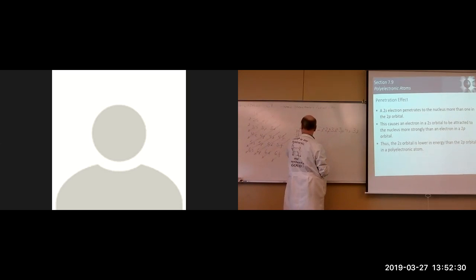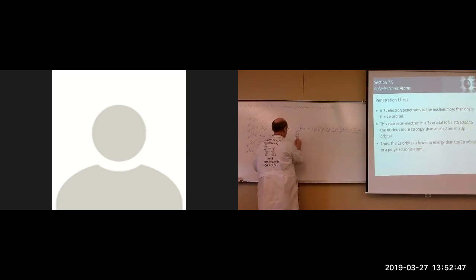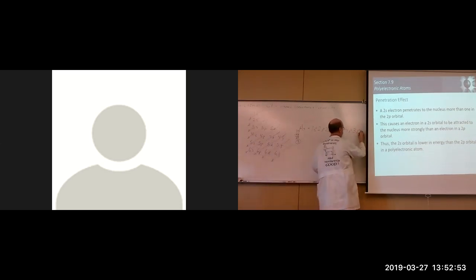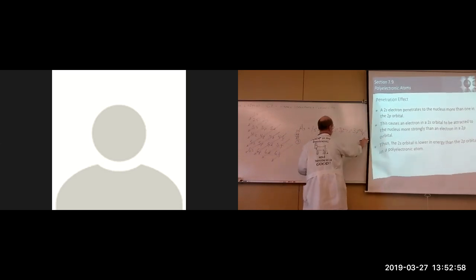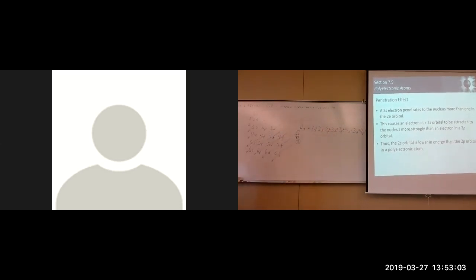Okay, 21. So this one has 6, 2. These can have 10 because they have 5 subshells, 2 each. So let's see: 2, 4, 10, 18, 20, 30. So we have 3 left. So where do we go from 3D? We go to 4P. And then we put those last 3 electrons in the P. So that's arsenic's electronic structure.